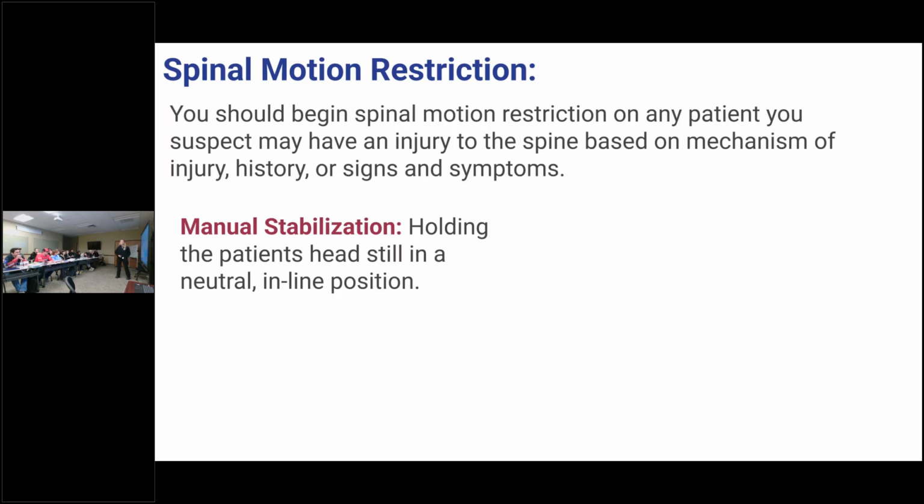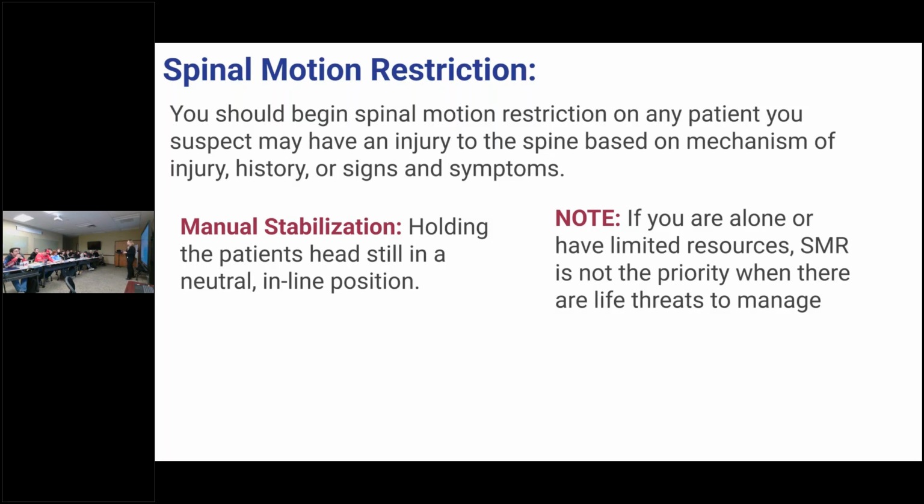So if we are going to start spinal motion restriction, we'll start with manual stabilization, holding that head still in a neutral inline position. What are some situations where we might consider spinal motion restriction? Emergency moves. A fall, right? Any trauma where there's a potential for a neck injury, we want to consider those C-spine precautions.